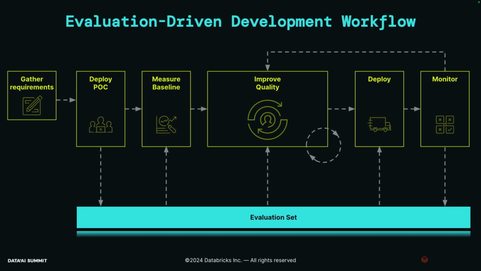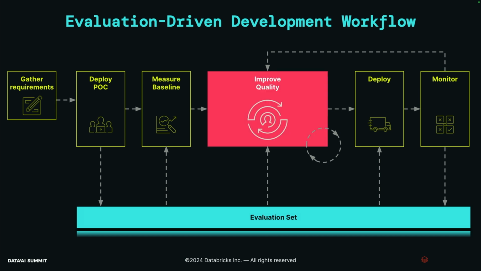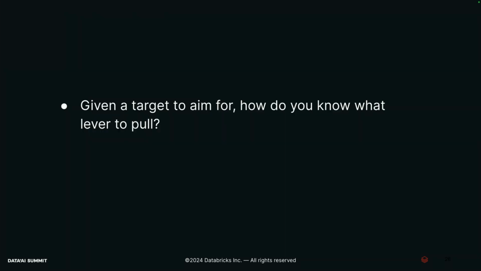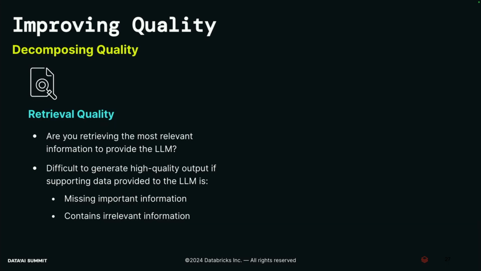So given that we have an evaluation set, how do we go about the big part in the middle? How do we actually go about improving quality? Given that we now have a target to aim for, and we have a way of collecting and building that evaluation set, how do you know which lever to pull?